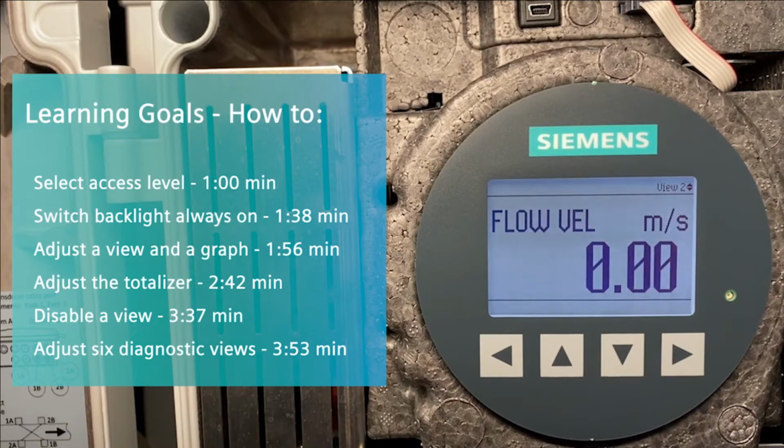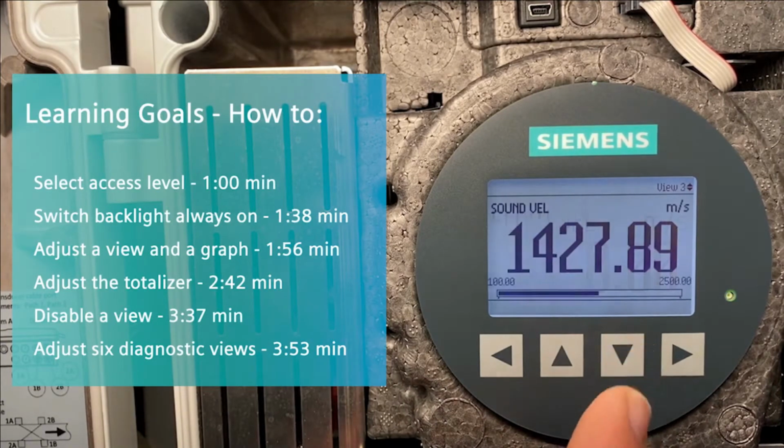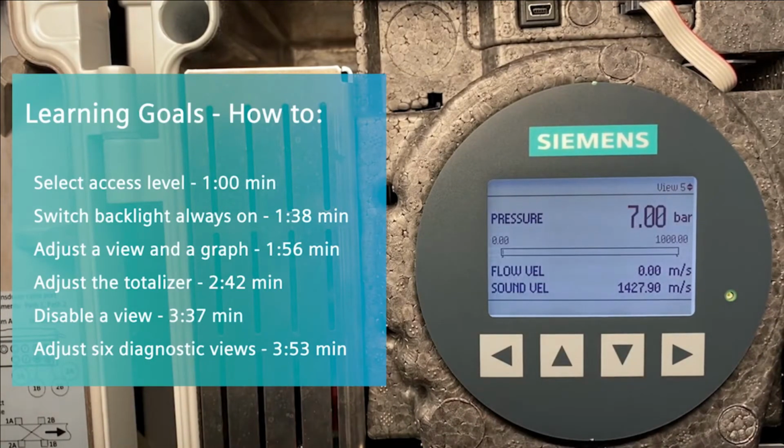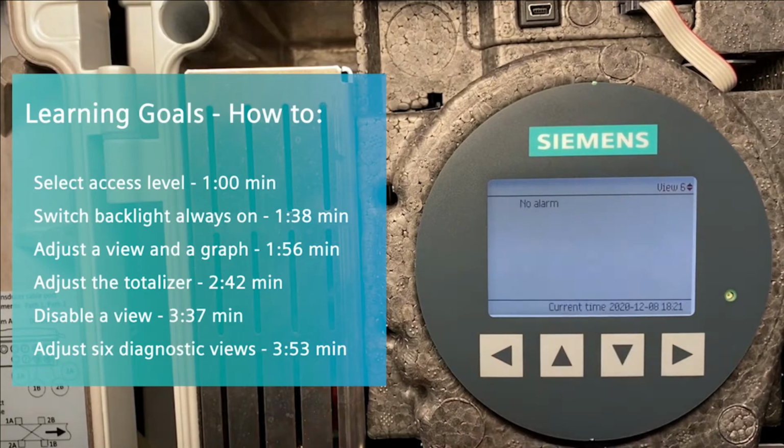View 2: I want a totalizer value of the flow. View 3: I want to deactivate. View 4: I want to keep. View 5: I want to show 6 diagnostic values. View 6: No changes.